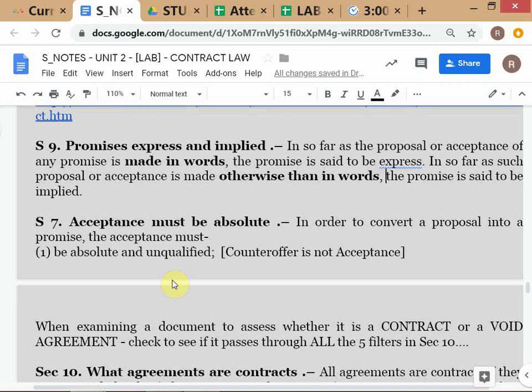Remember, what is the definition of an implied promise? A promise made otherwise than in words. So it could be like parking the car somewhere. Everyone is parking their car in a certain place, and paying some fee to the attendant, where he's not asking for the fee, you're just paying him something. That could be an example of where there are no words. So essentially, for an implied promise, you need to have this property that there should not be words involved.